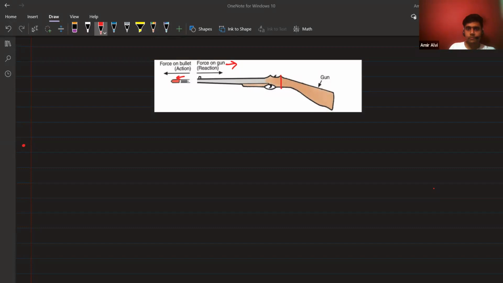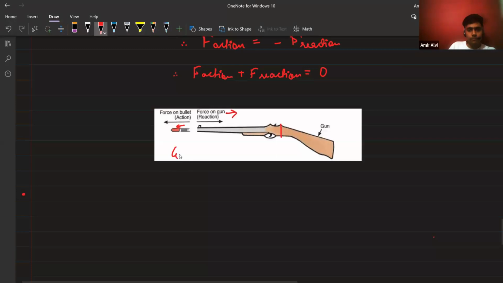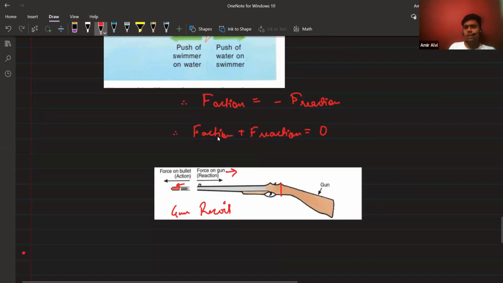Sir, in the third law of motion, are there any theory questions? Yes, theory questions. A majority of the time, theory questions. The walking example that I've taken, and the gun recoils. This is the gun recoil example. It's up to you. The question can be like this: state third law of motion and explain one example. It is a 3 marks question, one mark for the statement and 2 marks for the explanation of the example.